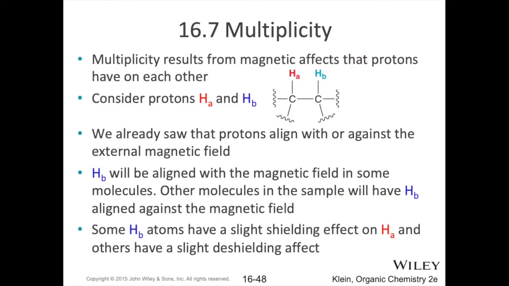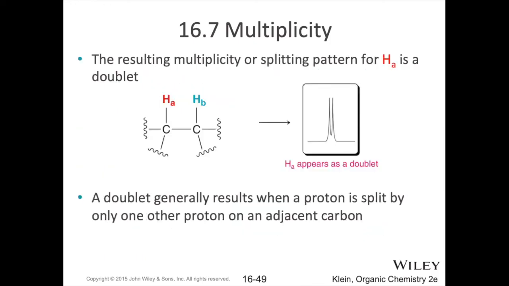Let's look at an example here. Here we have hydrogen A and hydrogen B, and they are within 3 bonds of each other. Multiplicity arises from one proton deshielding or shielding another one. There's a slight deshielding or shielding effect depending on the alignment of the nuclei of the protons in question. Basically, in this example with hydrogen A and hydrogen B, we would see a doublet.